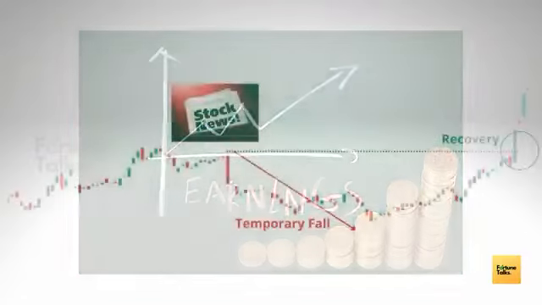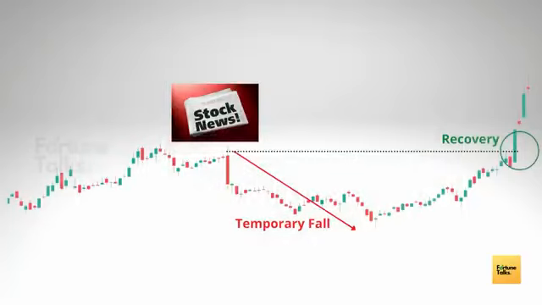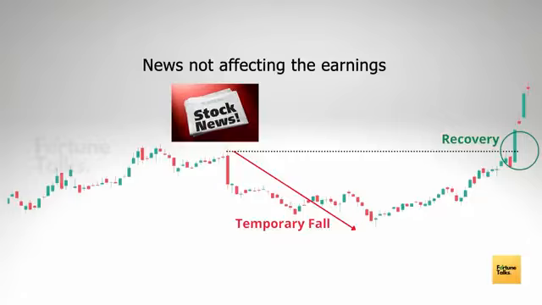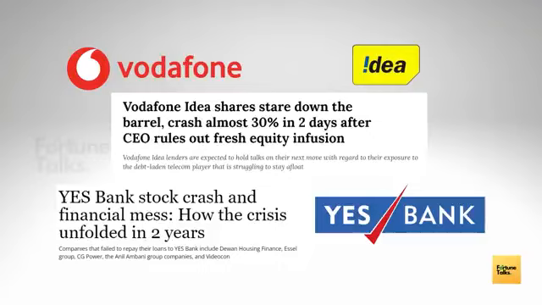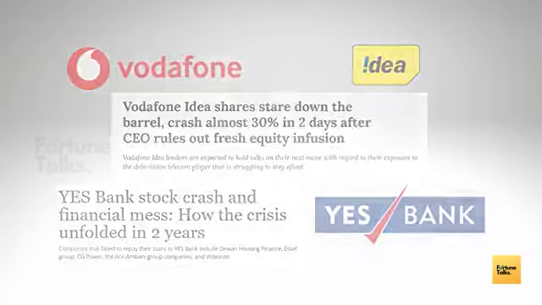Even if a piece of very bad news related to a particular stock has come out, but it has no direct impact on the earnings of the company, then there might be a temporary noise in the stock for a short period, but eventually the stock will recover. But on the other hand, stocks like Vodafone Idea, Yes Bank, etc. are victims of the news that directly affects the earnings of the stock and thus resulting in their crash.